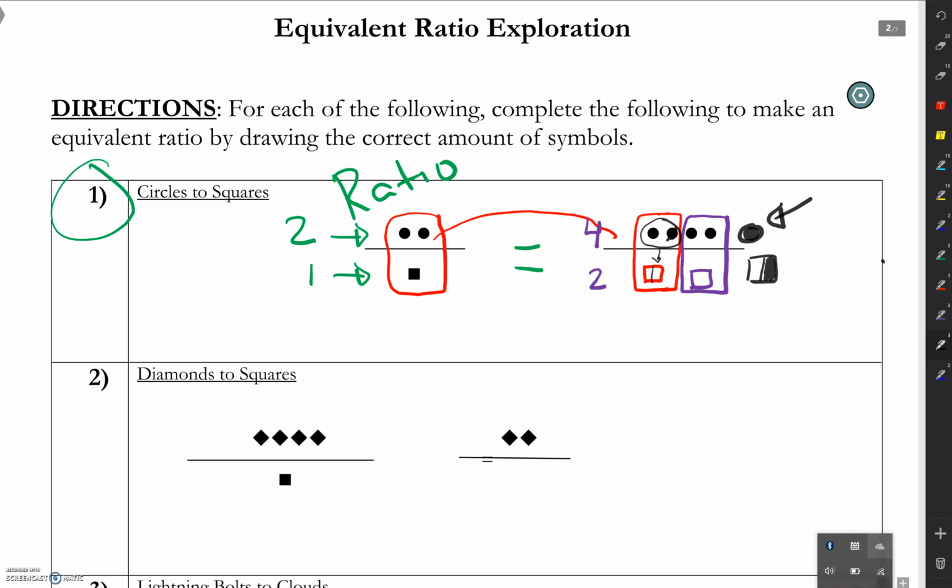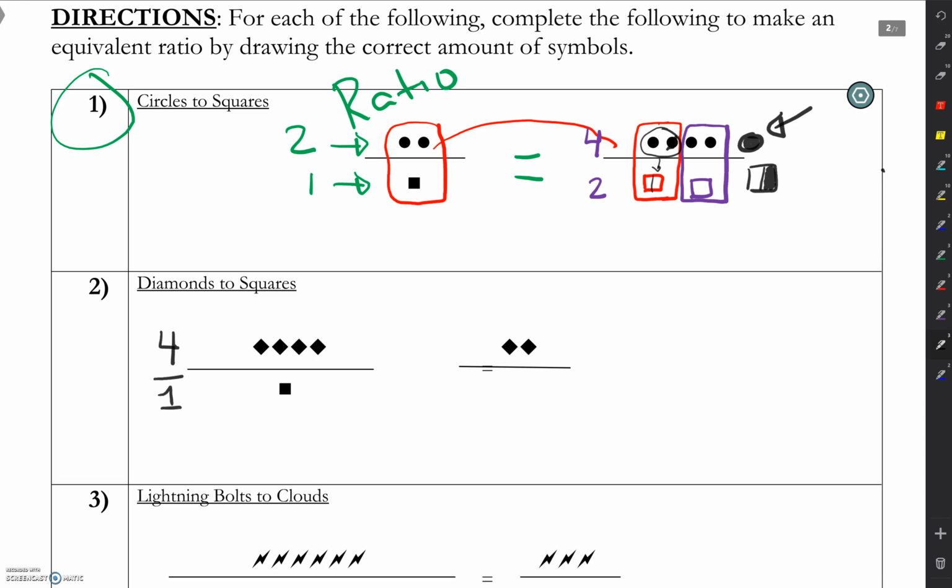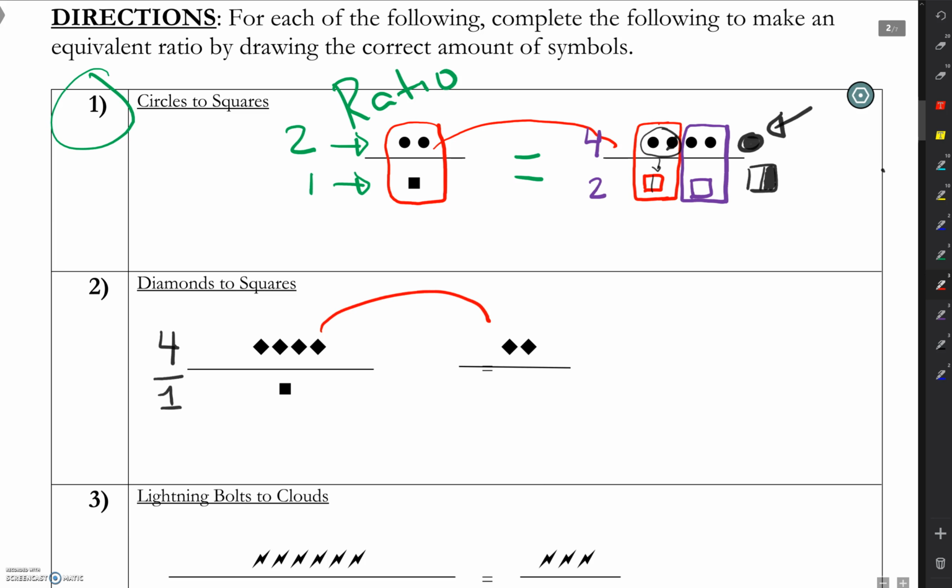Now the next problem, and the equal signs for some reason didn't show up on the first one, and it's here, but it kind of messed up. So the next problem, it is 4 diamonds to 1 square. 4 diamonds to 1 square, 4 to 1. Now if we look over here, now they're only giving us 2 diamonds. And this kind of goes back to what we're talking about up here. Now we have 2 diamonds.